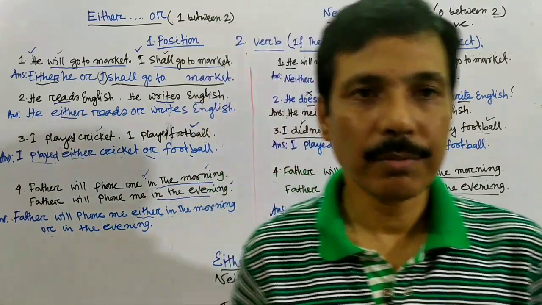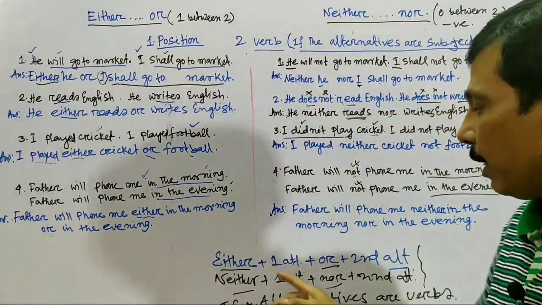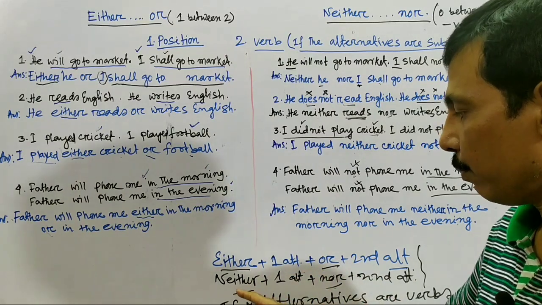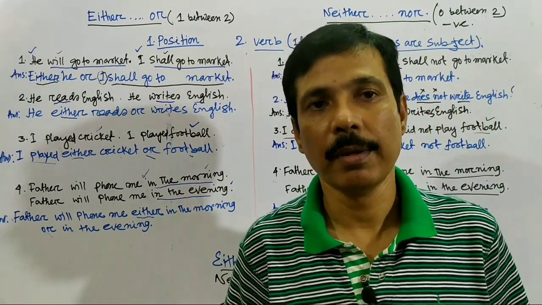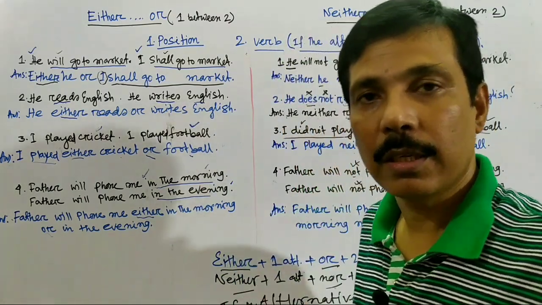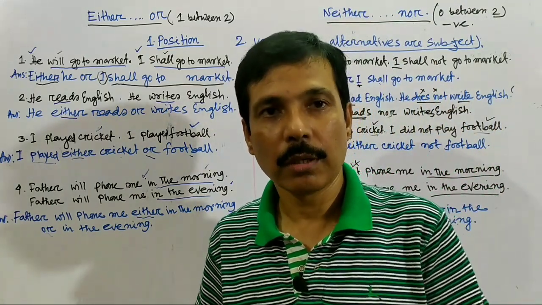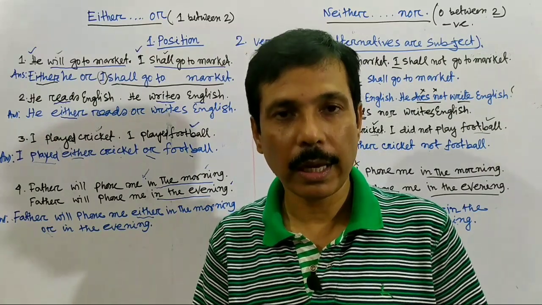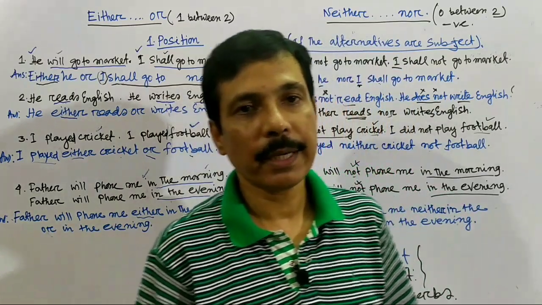So this is the concept. You should remember two points, position and verb. Either plus first alternative plus or plus second alternative. In respect of neither also, the same rule: neither plus first alternative nor plus second alternative. Where will you use it? The alternatives. You find the alternatives in the same portion. If you find the alternatives, it will be very helpful.